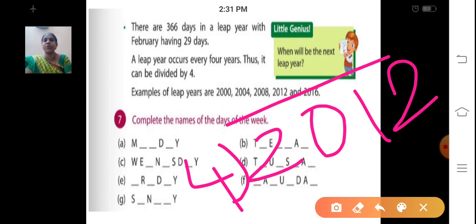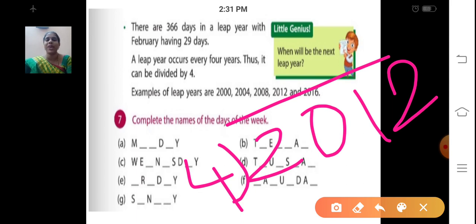Now we are in which year? 2021. That is not a leap year. So in this year we have only 28 days in February. In 2020, last year, we had 29 days. So just take the year, divide it by 4. If it completely divides, then it is a leap year. Clear? If any remainder is there, then it's not a leap year.